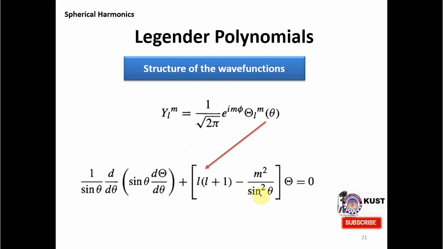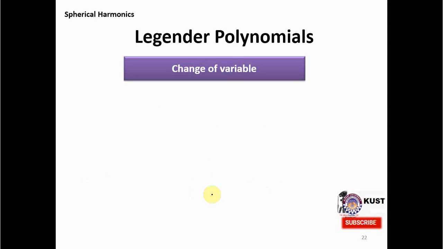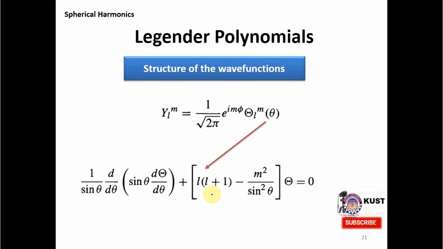this equation over here. You can see that this is for θ, because the φ part is already solved. The structure of this equation gives us the whole spectrum of values of L. That's why we call them spherical harmonics. And we can also solve this equation. This is also called a Legendre equation.